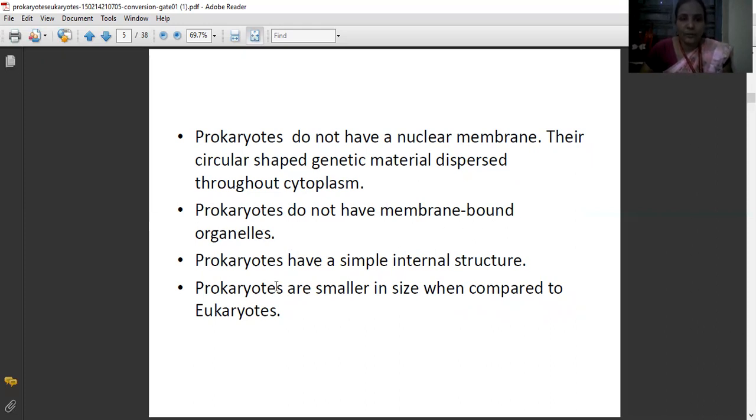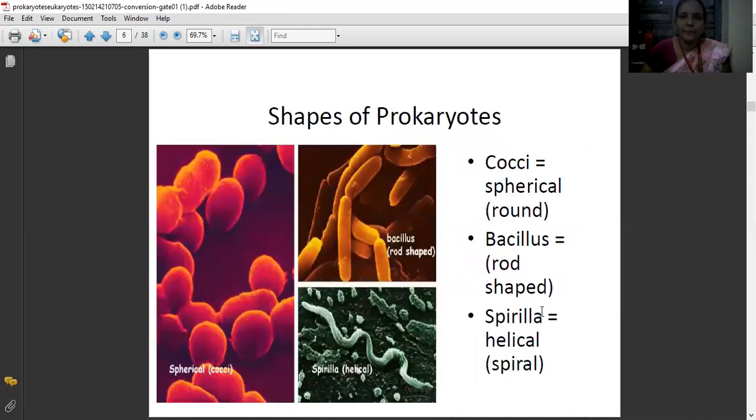अभी बताया, prokaryotes have a simple internal structure. Then prokaryotes are smaller in size when compared to the eukaryotes. Size हमने पहले ही देखी है, वो microscopic है. Then the shape of the prokaryotic cell, it is mostly present in the bacteria, viruses.